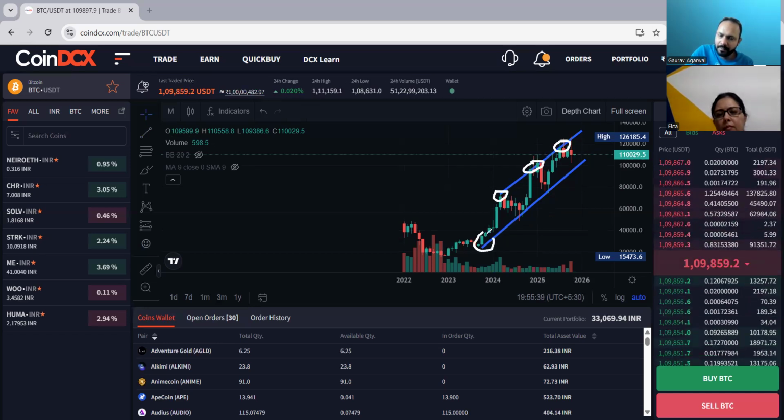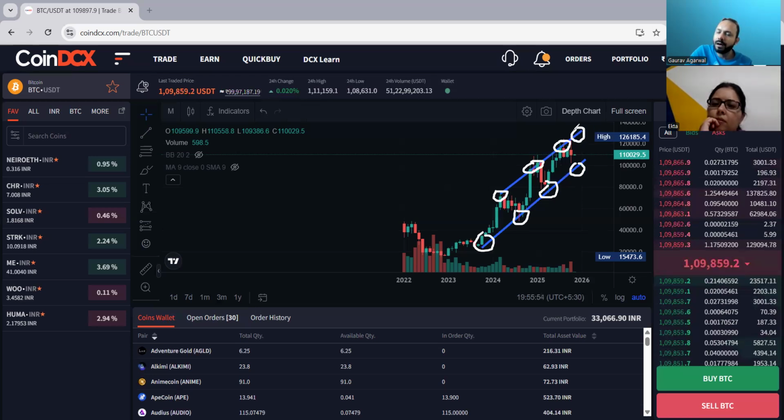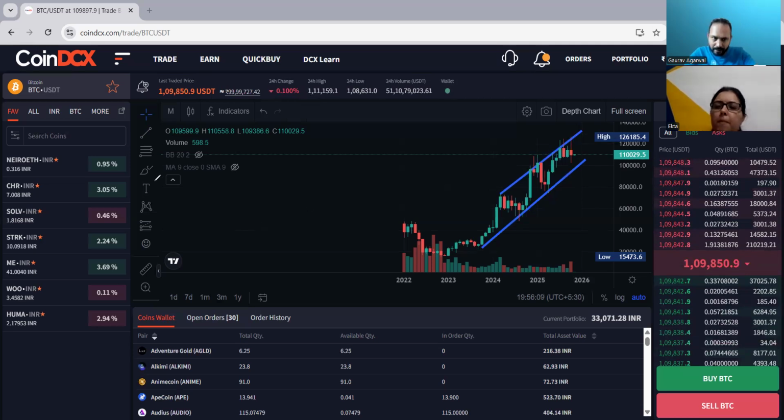So always try to enter near the lower blue line and always try to exit near the upper trend line. Like that you can do it. But you have to wait for the price to come near the lower blue line, right? Okay. So this is clear. Any doubt in this? No, this is fine.